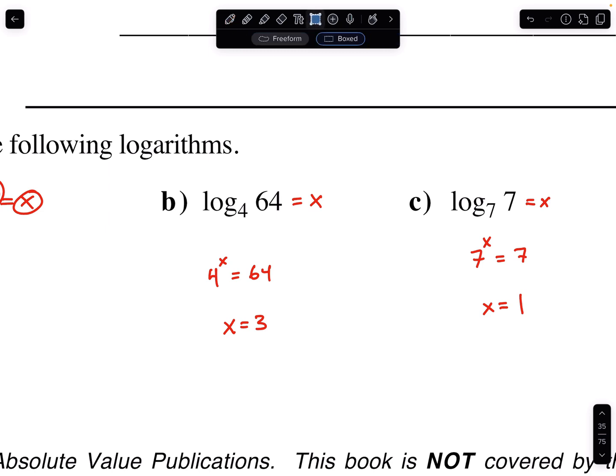If you don't know that, then we can do a base change. So I can take this 64 and I can just rewrite it as 4 raised to the 3. And if this is 4 raised to the x, my exponents are equal now. So I can say x is equal to 3.